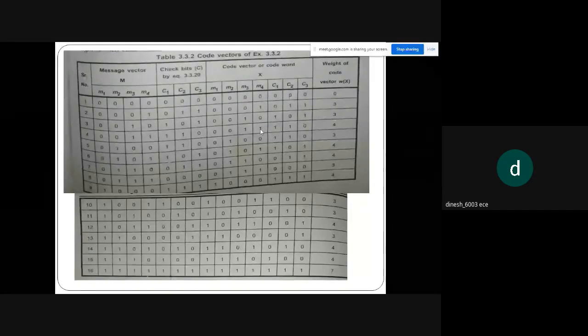I'll give you some 3 or 4 minutes. Kindly check this table, then I'll tell you how to find the weight of the code vector. Check this table whether you're getting this C1, C2, C3 correctly. Some 3 or 4 minutes I'll give you time. Then I'll check the chat box for any queries, then I'll proceed to the next. Why? Because without understanding this concept, we cannot go for error detection and correction.